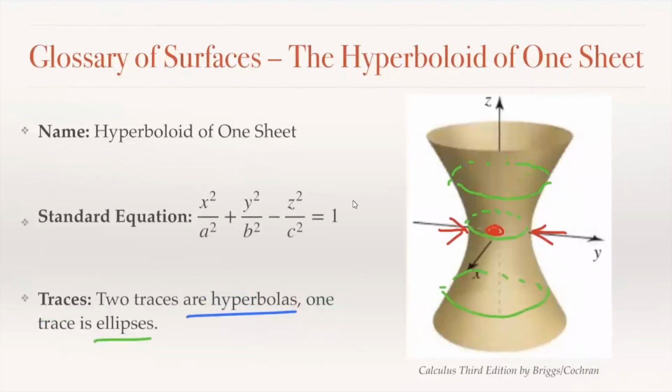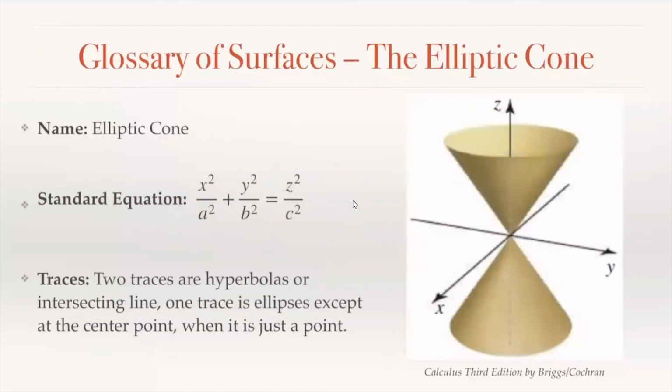So this occurs when in this equation, this 1 becomes 0, and then the z squared is moved to the other side, and it is that. This is called an elliptic cone. Two traces are hyperbolas or intersecting lines. So this is one such hyperbola. A hyperbola needs the other side to be non-zero. If the other side is 0 in the equation for a hyperbola, so in other words, instead of equals 1, it's equal to 0, then it becomes two intersecting lines.